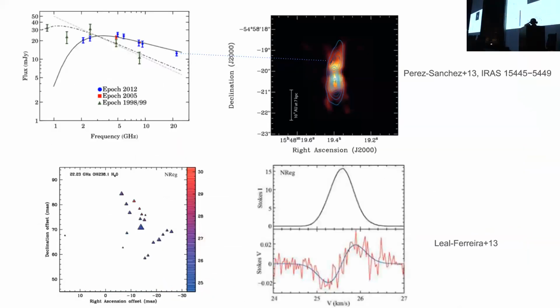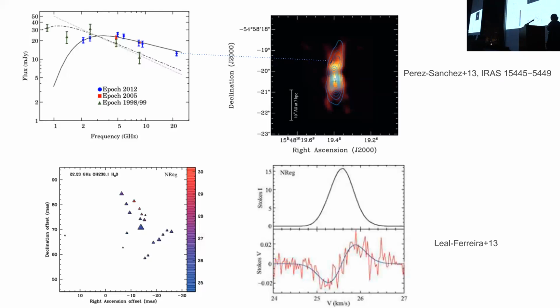Post-AGB stars are also the host, if I can say, of synchrotron emission. Actually, we only found that in one object. This is an article by Perez Sanchez in 2013, when they detected a negative spectral index for IRAS 15445. And what they claim is that the jet that they are seeing is powered by magnetic launching.